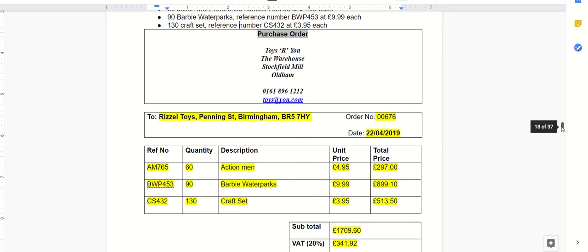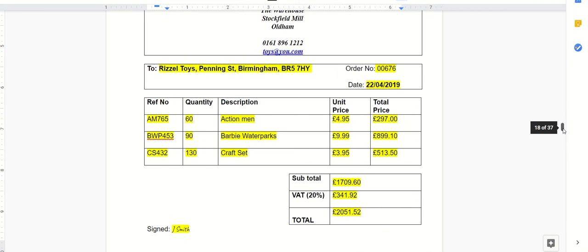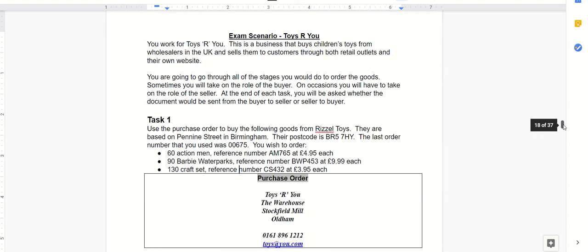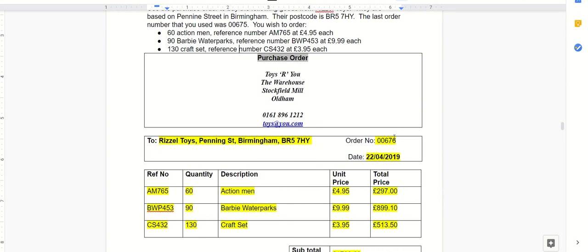Okay, so the first thing we need to do is put the Rizzle Toys address in there. If you've been given an address for a purchase order question, you always need to put the address in where it says to. The order number is not 00675, because that says the last order number used was this. The next order number will obviously be an increment of 1, which will make it 00676. And I just put today's date in because it might be worth filling the date column out.